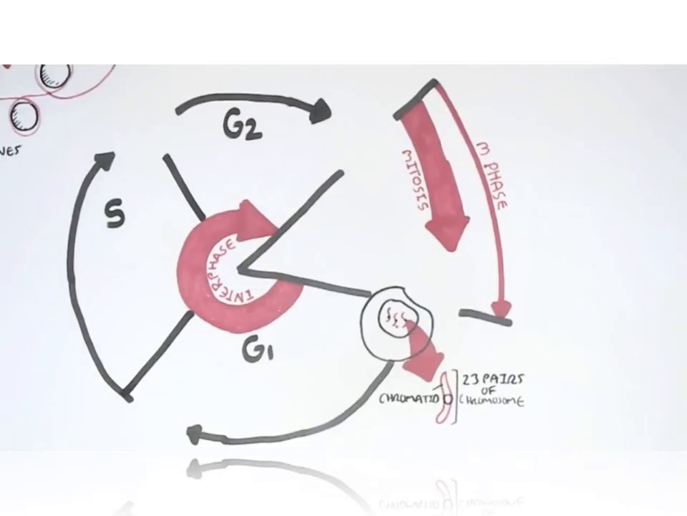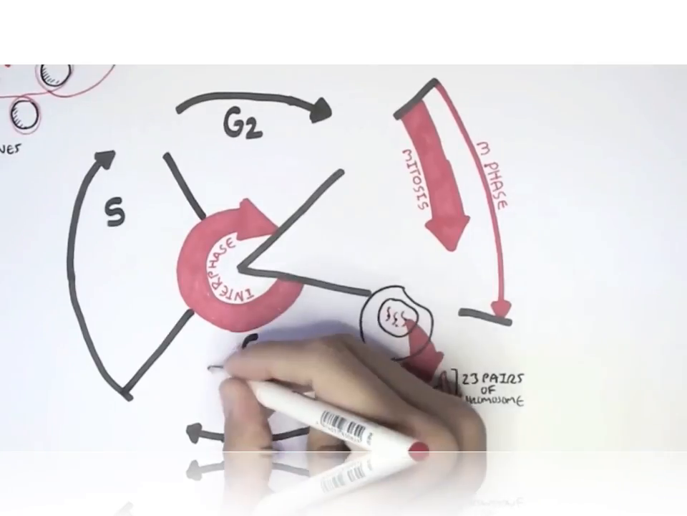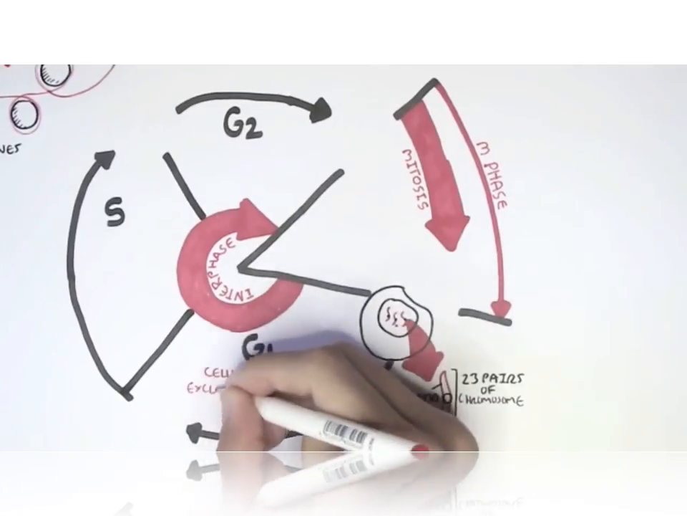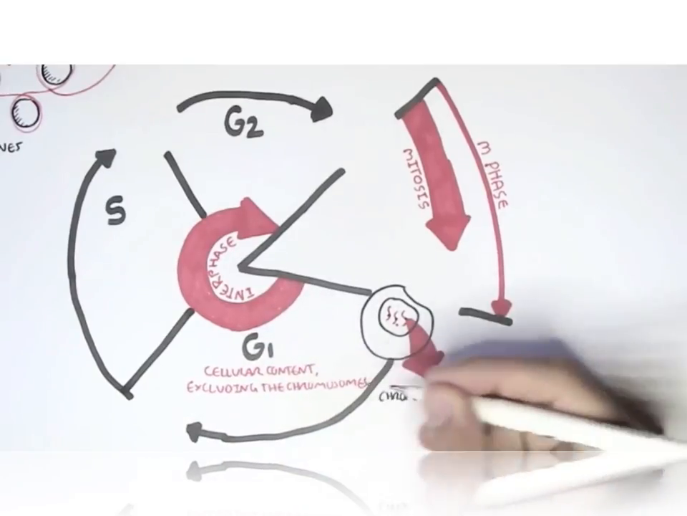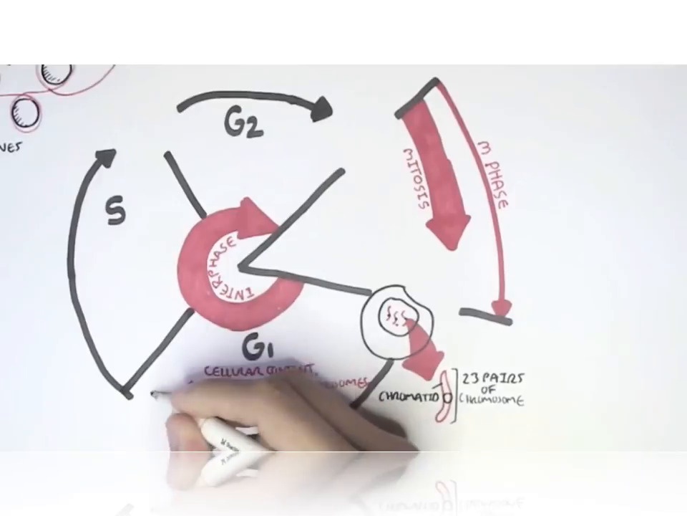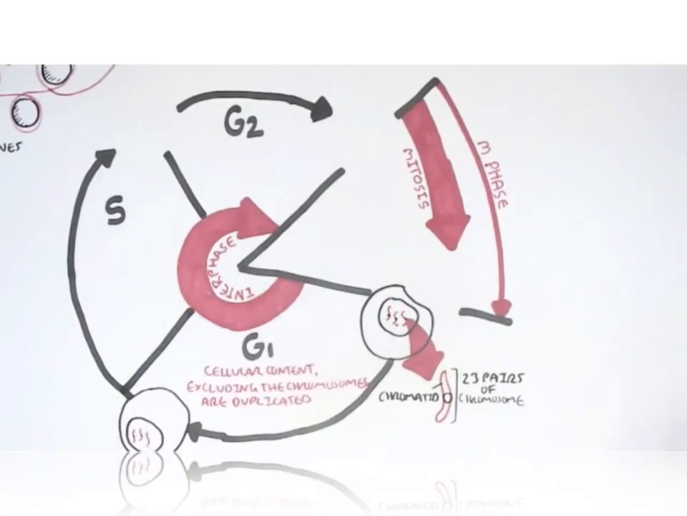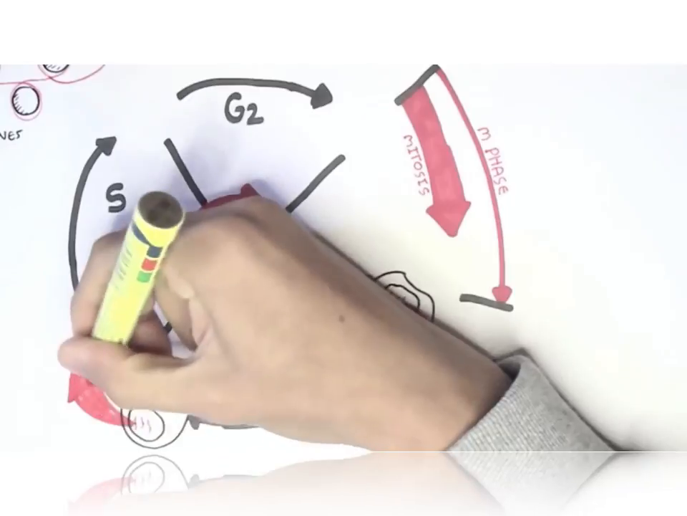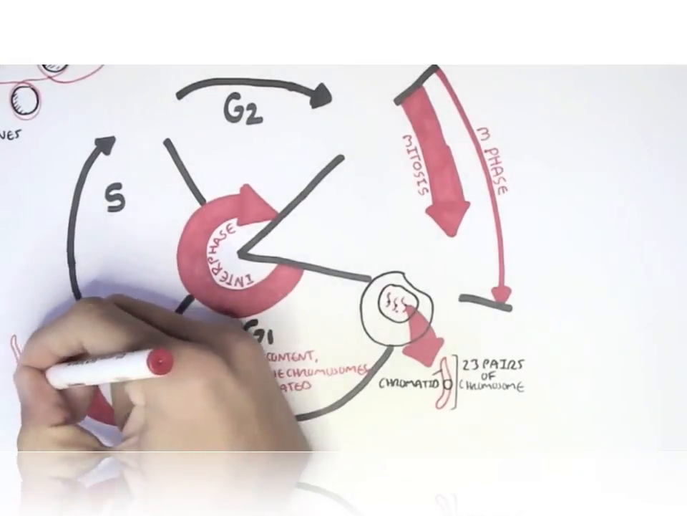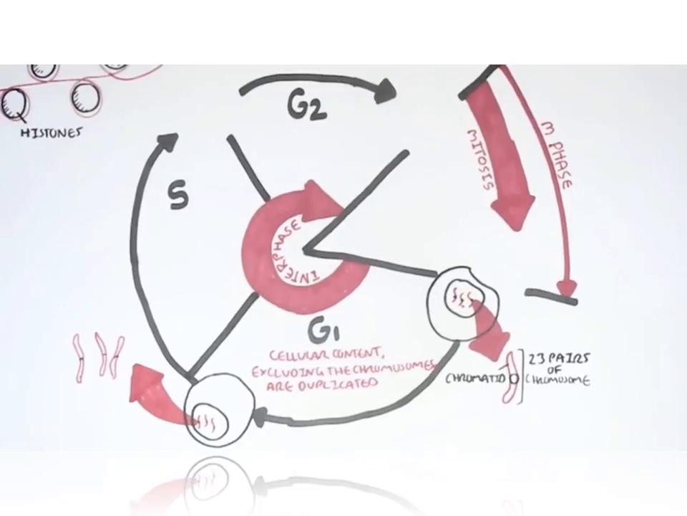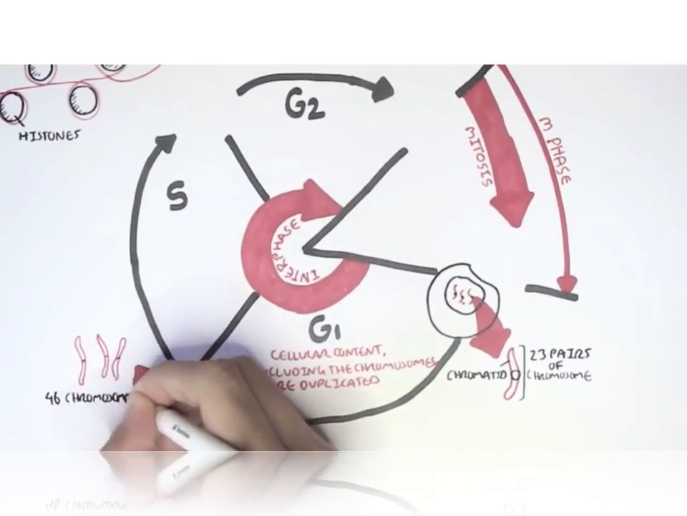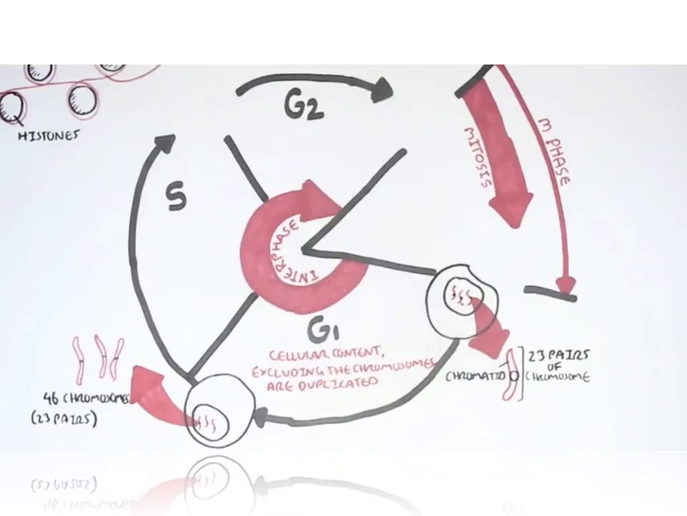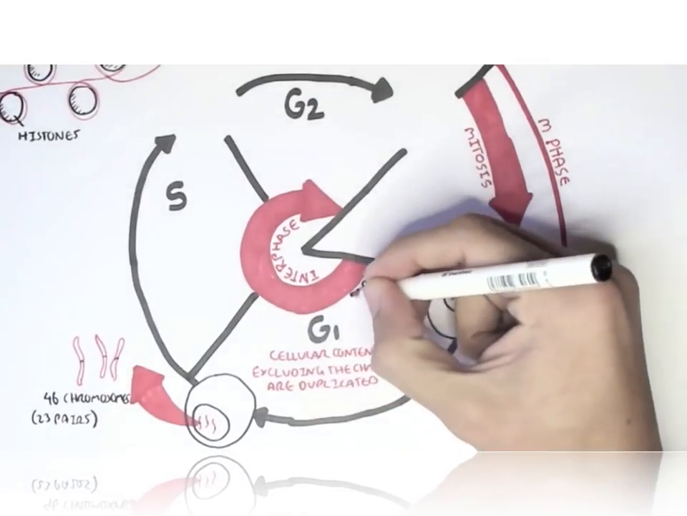This daughter cell will enter the G1 phase, which lasts about 10 hours. This is where the cellular content, excluding the chromosomes, is duplicating. So essentially the organelles are duplicating. However, the chromosomes are not. And so this cell, at the end of G1, if we zoom into the genetic material, will still have 46 chromosomes and 46 chromatids. Or we can say it has 23 pairs of chromosomes.